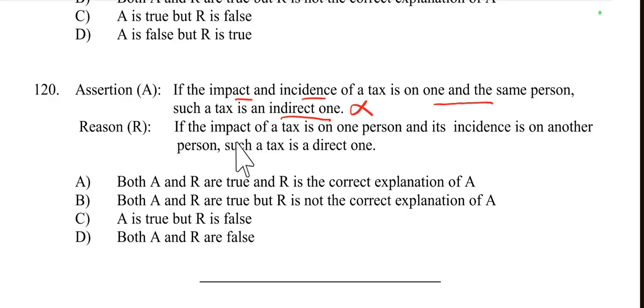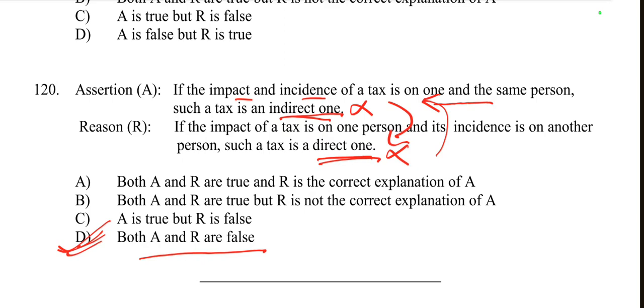Then the reason: if the impact of a tax is on one person and its incidence is on another person, such a tax is direct. No, this is called indirect. So this is the reverse concept. So both assertion and reason are incorrect. The first one is direct, the second one is indirect. So both assertion and reason are false here. So option number D is the right choice.